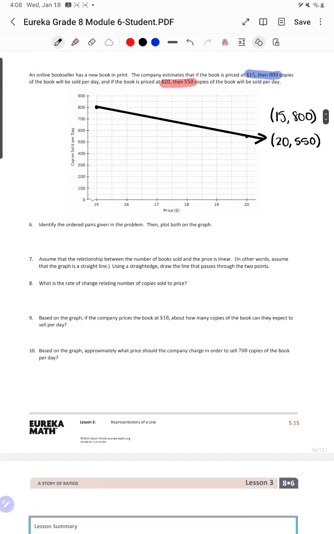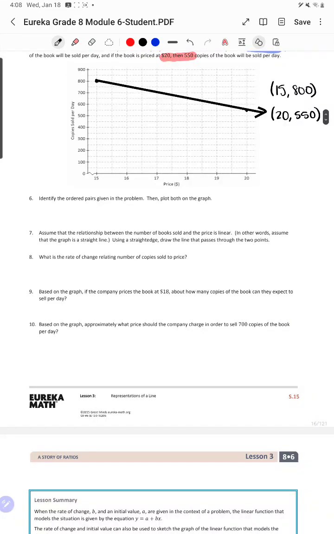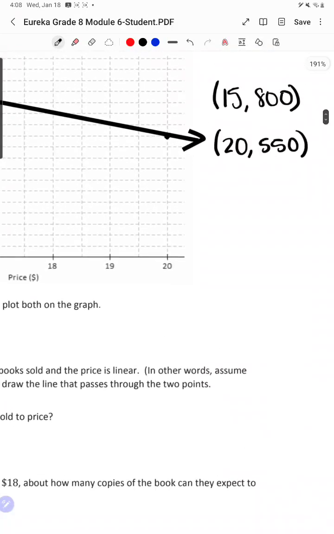All right, so it says assume that the relationship between the books sold and the price is linear, and to draw a line through that. We already did that. What is the rate of change related to the number of copies sold to price? Okay, so it wants to know the number of copies sold to price. Now, there's two ways that we can find that.